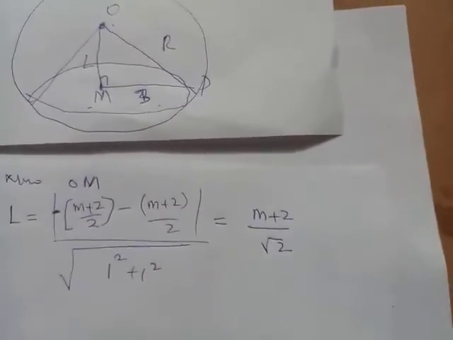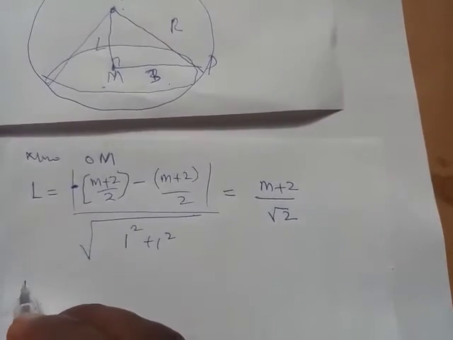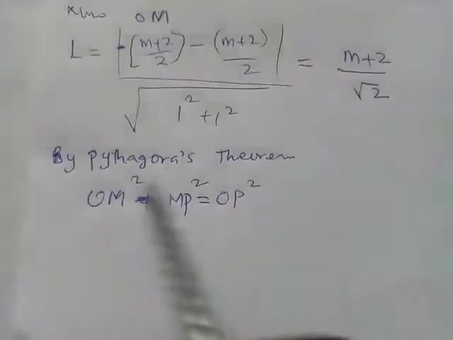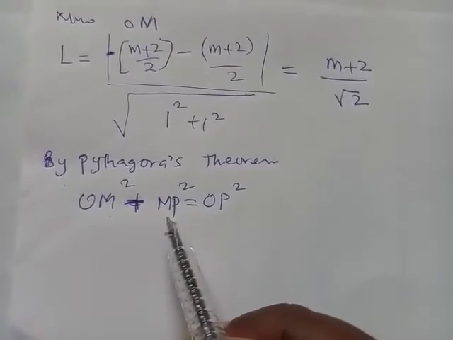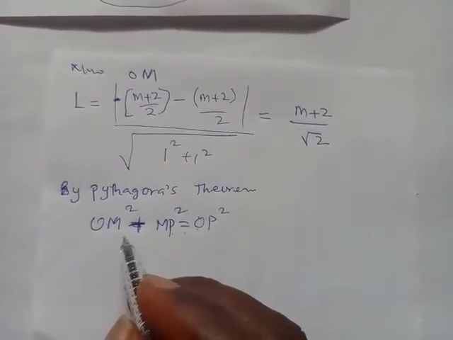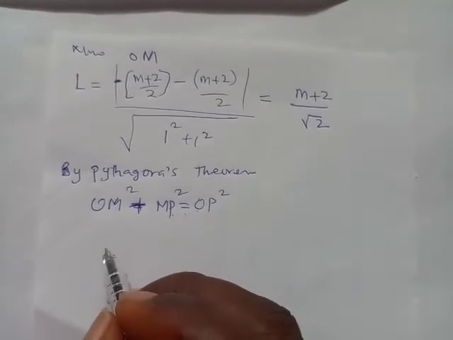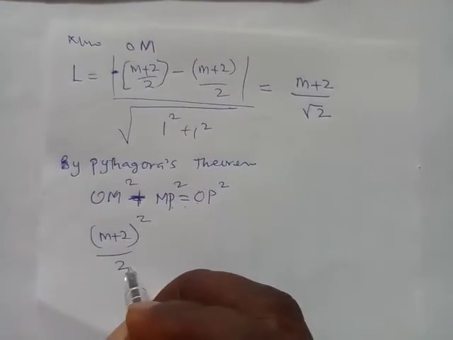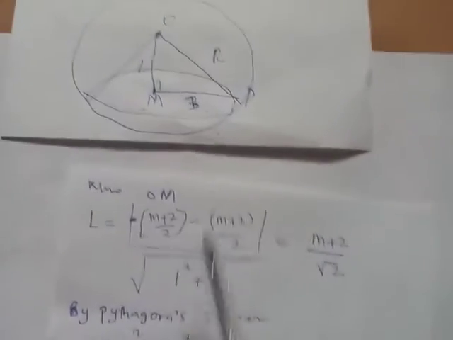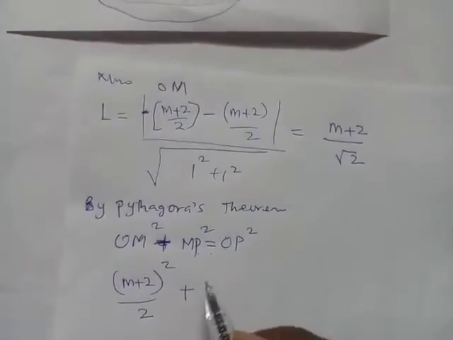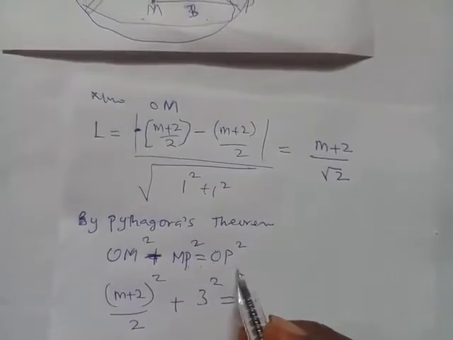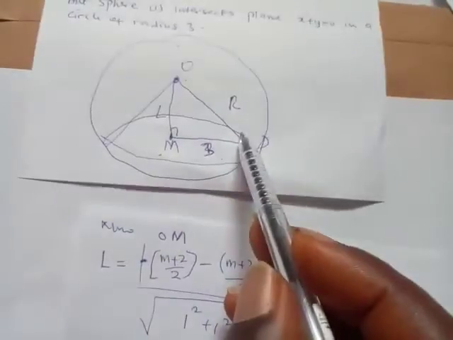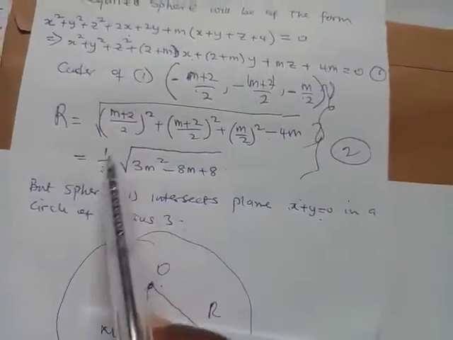So by Pythagoras theorem, we know that OM squared plus MP squared is equal to OP squared. That is by Pythagoras theorem. So we have known OM, which is our L. If you square it, we should have (m plus 2) squared over 2, plus MP. MP is the radius of the circle, which is 3, plus 3 squared, equal to OP squared. OP squared is the radius. OP is the radius of the sphere.